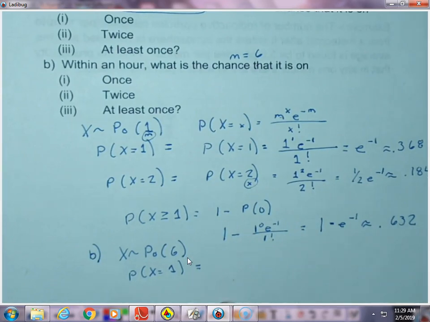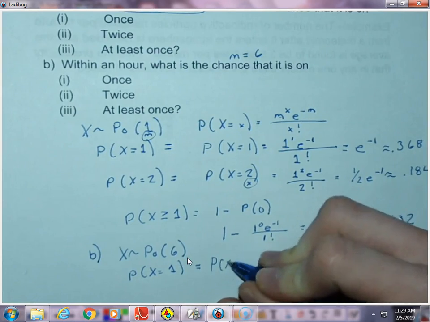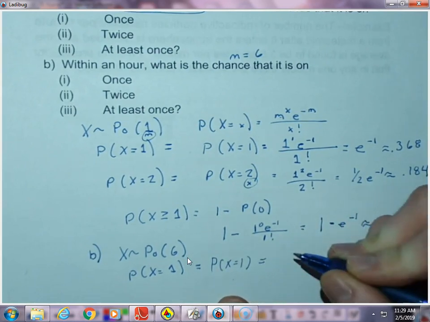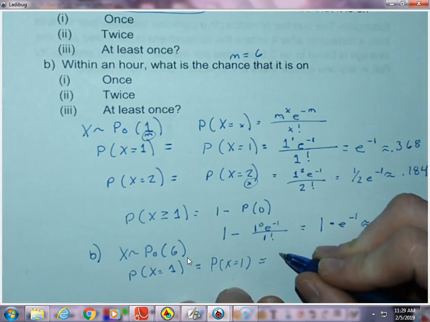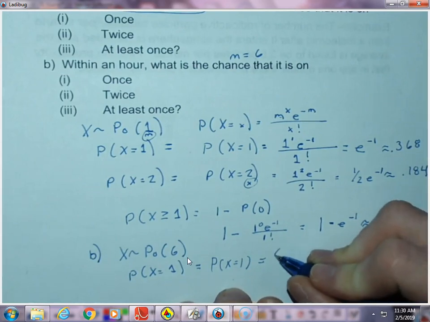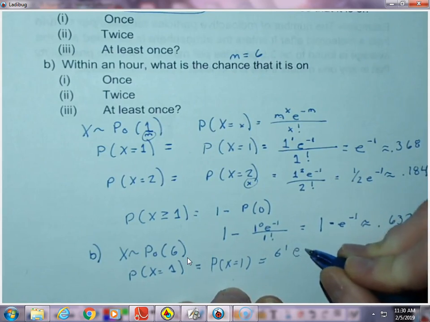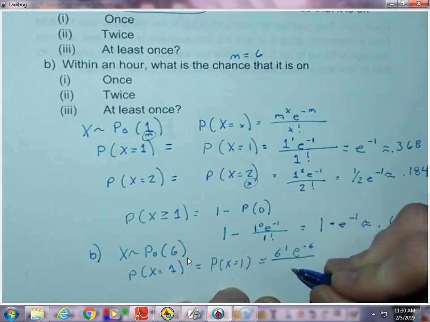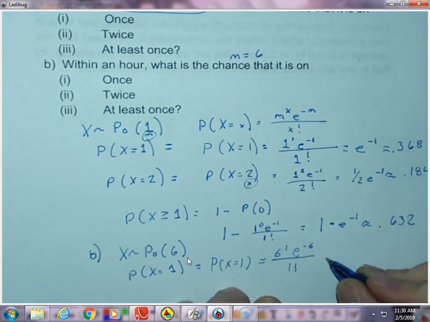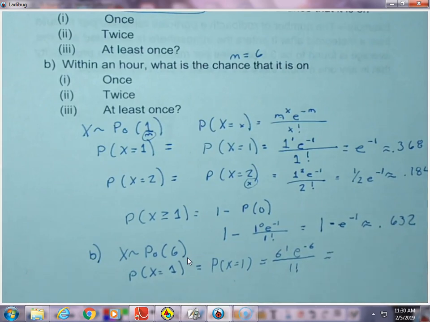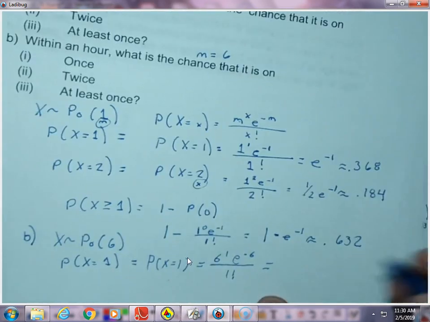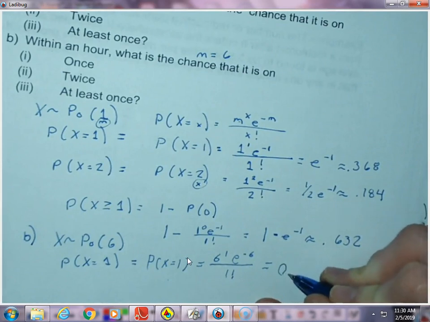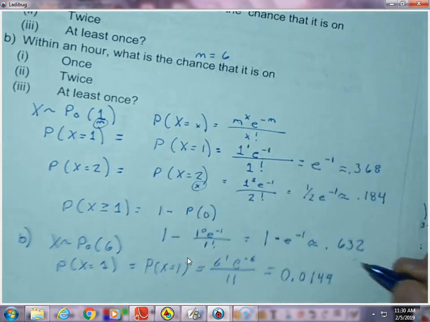So m equals 6 and x equals 1. P of x equals 6 to the 1, e to the negative 6, over 1 factorial, equals, then multiply. It's 0.04872... 0.0149. Why do we put P? 0.149. Probability that you get it once.